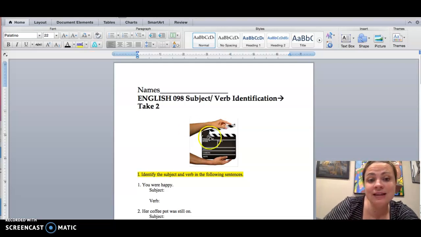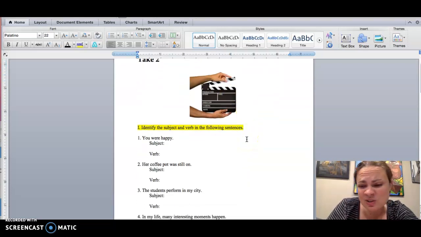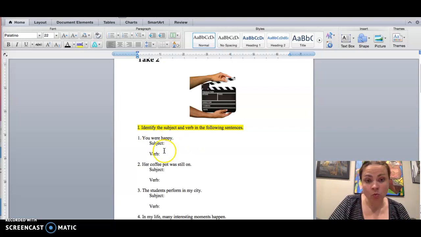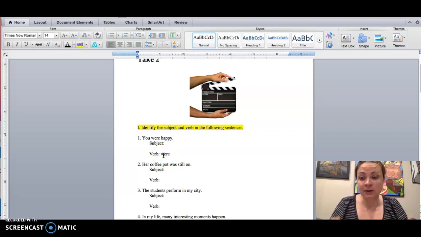So here's the sheet that I'm going to ask you to do next, and I want to do some of it together so that you can know how to fill it out and get practice with how to best do this. So the first question says, you were happy. So we have a state of being verb here, were. So were is our verb. And then who experienced the state of being? Did happy experience it? No, you experienced it. So the subject in this sentence is going to be you.